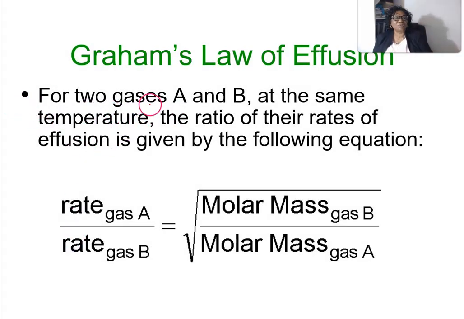Graham's law of effusion. For two gases A and B at the same temperature, the ratio of their rates of effusion is given by the following equation. Rate of gas A over rate of gas B equals the square root of the molar mass of gas B over the molar mass of gas A. So you see, the rate of A is up, but in the square root, the molar mass of A is down. I want you to just take note of that.